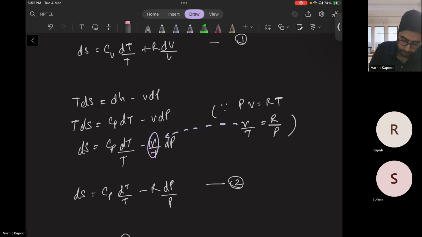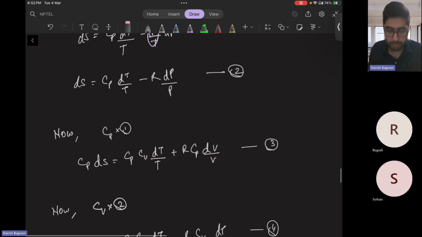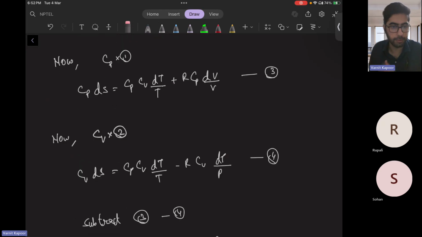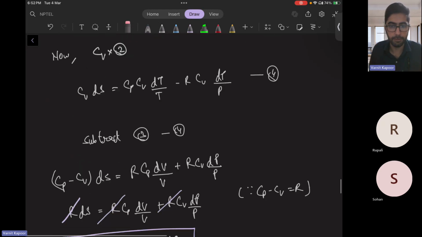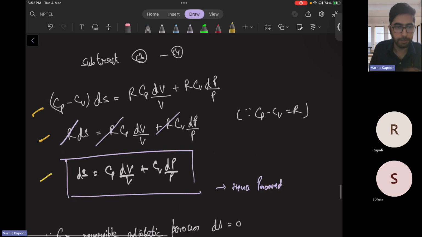Now you multiply the first equation by Cp, you get this third equation. You multiply the second equation by Cv, you get the fourth equation. Subtract equations 3 and 4, and get Cp minus Cv times dS as this. And you know that Cp minus Cv is R. So finally you prove the first equation which we wanted to prove, dS is equal to Cp dV by V plus Cv dP by P.